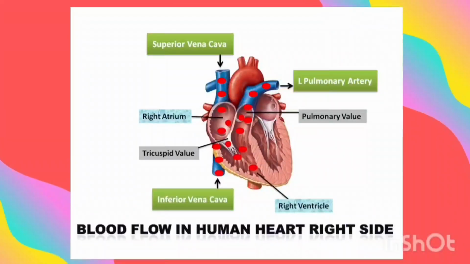Entering from the superior and inferior vena cava, it empties oxygen-poor blood from the body into the right atrium. As the right atrium contracts, blood flows from the right atrium into the right ventricle through the open tricuspid valve. When the ventricle is full, the tricuspid valve shuts, preventing blood from flowing backward into the atrium while the ventricle contracts. As the ventricle contracts, the blood leaves the heart through the pulmonary valve into the pulmonary artery.